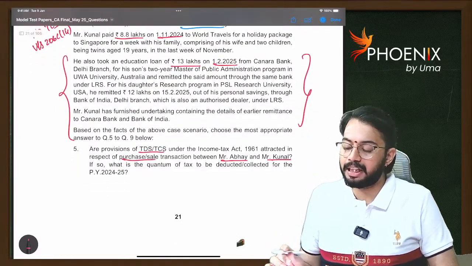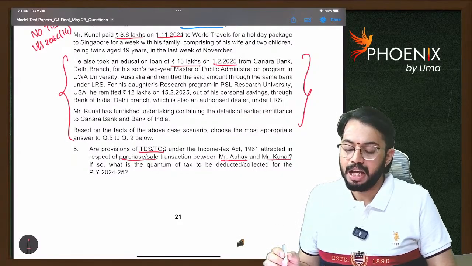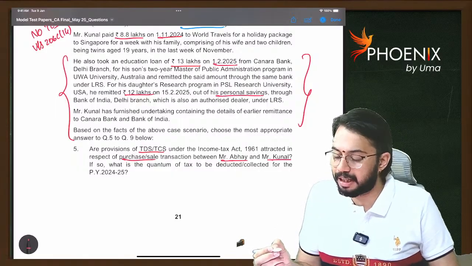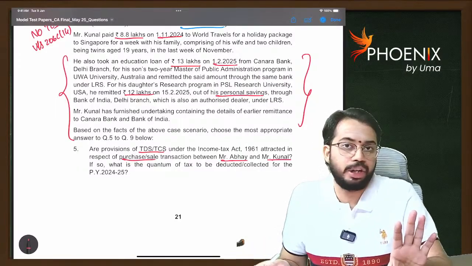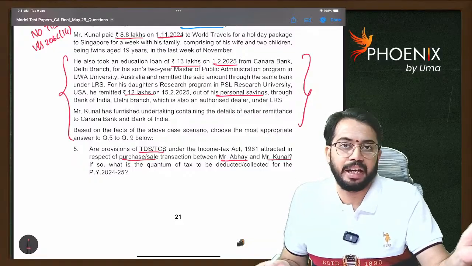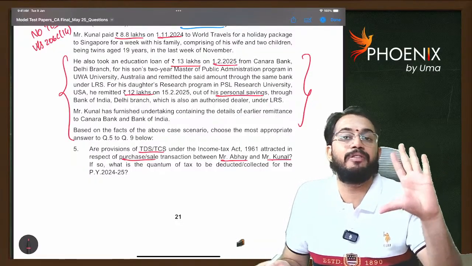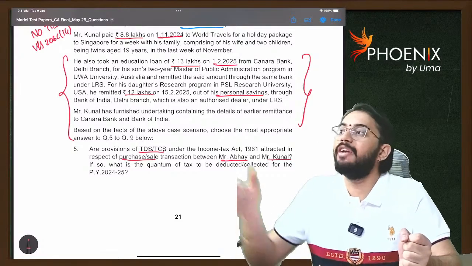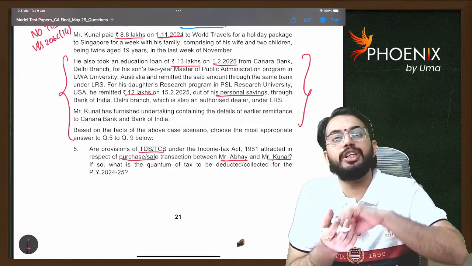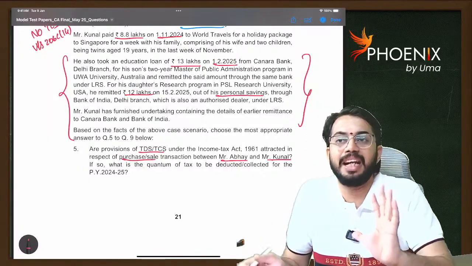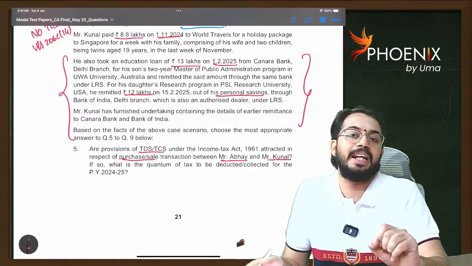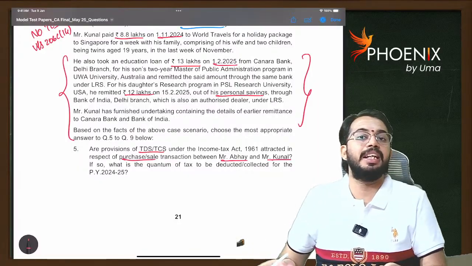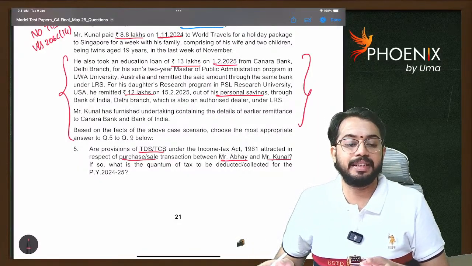For his daughter's research program in PSL Research University, he remitted 12 lakhs on 15th February 2025 out of his personal savings. See, for the purpose of education, if any amount is remitted outside India, TCS will be collected at the rate of 5% if the remittance is more than 7 lakh rupees. However, if you take an education loan and make the remittance from the education loan, then the TCS rate is not 5%, the TCS rate is 0.5%. This concept we have discussed when I was revising the TDS and TCS concept, in the TDS and TCS lecture.